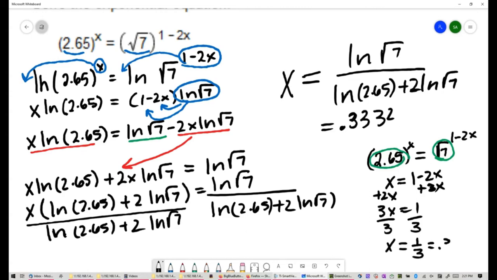1/3 is 0.3333 repeating, right? And so we got really, really close to the right answer with this approximation way of solving it. But in your homework, you're asked to round to, I think, 4 decimal places. So if you do it the approximation way, you're going to get it wrong because it's wrong on that 4th decimal place.